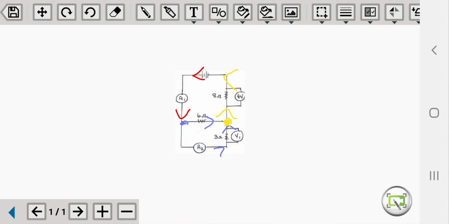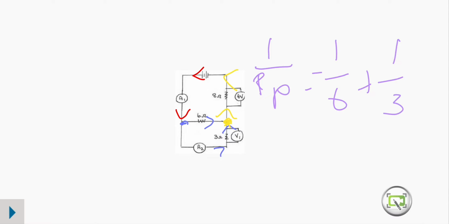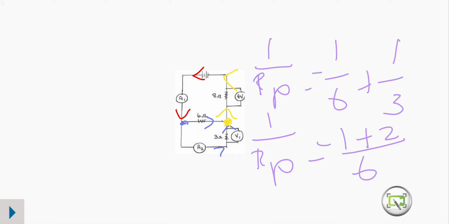All right, parallel resistance, as we know, is in the purple part. So the 6 ohm and the 3 ohm are parallel with each other. So we can say 1 over parallel is equal to 1 over 6 plus 1 over 3. Let's just get the common denominator there. Common denominator being 6. So it is 1 plus 2. So 1 over resistance in parallel is 3 over 6.